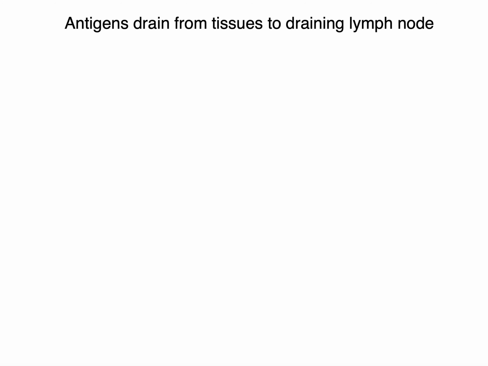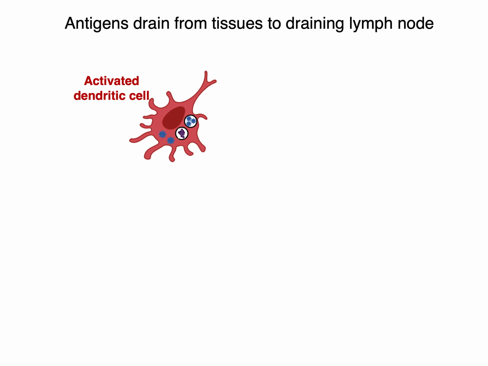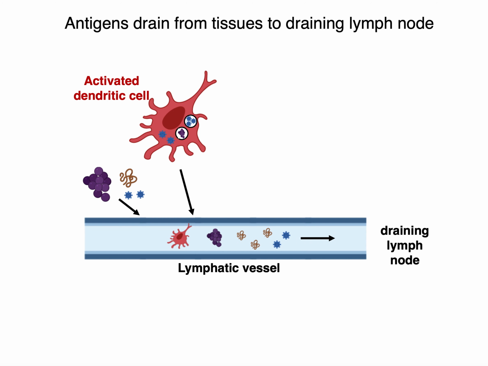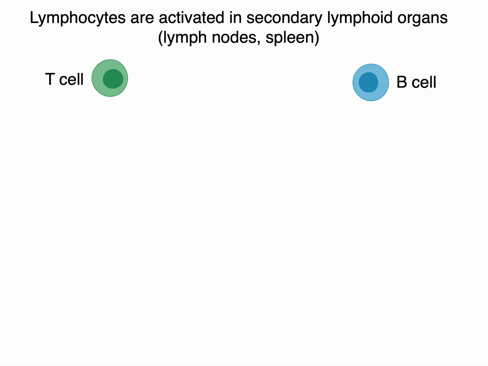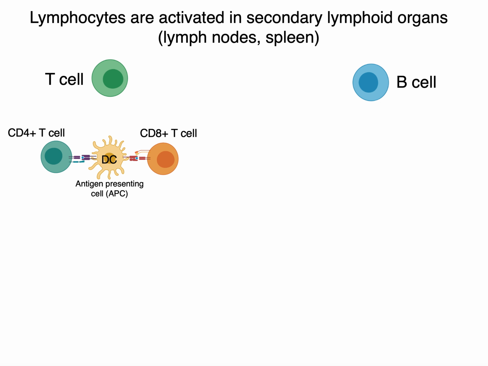Antigens drain from these tissues into the draining lymph node. So here's an activated dendritic cell. It has been busy eating up viruses or bacteria, whatever is in its environment, but it is now ready to migrate via a lymphatic vessel into the draining lymph node. Bacteria, free virus, and free proteins can also travel via the lymphatic vessel into the draining lymph node. Once there, these dendritic cells can induce the activation of T cells.